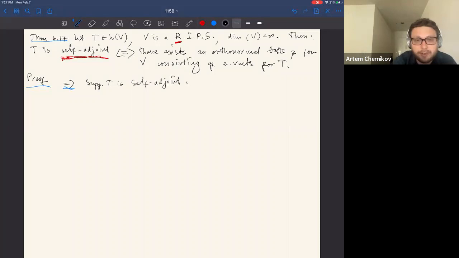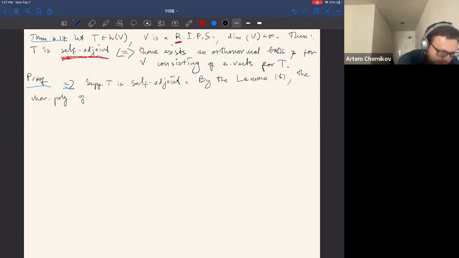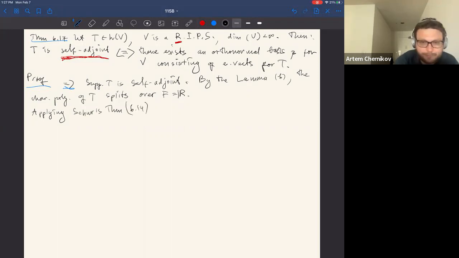By the lemma that we just proved, part B of the lemma, we know that the characteristic polynomial of T splits over the field of scalars F, which is the real numbers. Okay, so it splits. But then we can apply Schur's lemma, or Schur's theorem; both phrases are used interchangeably. This is Theorem 6.14, that we proved last time.